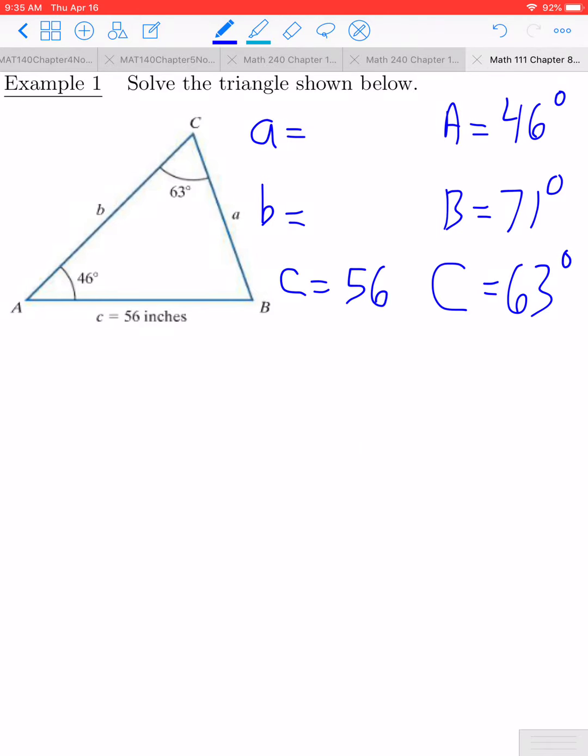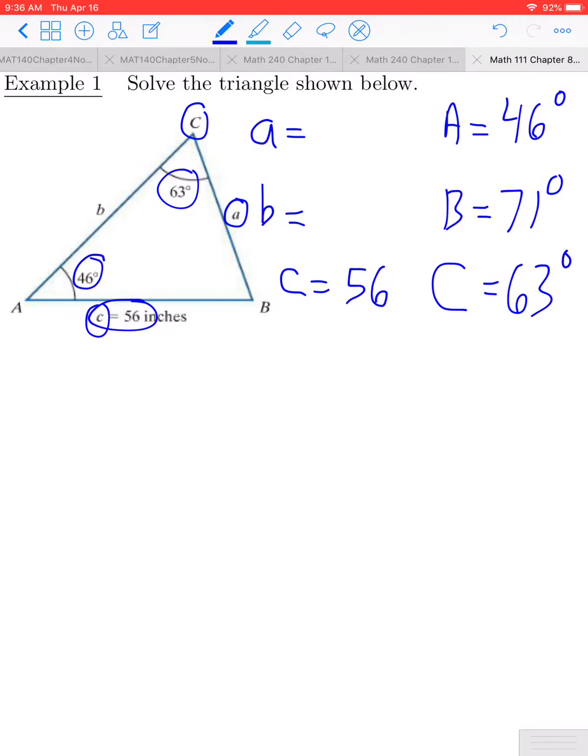In order to solve for side A, which is right here, I know the angle across from A. I know angle A is 46. And then to set up a law of sines problem, essentially what you're looking for is a situation where you have a known angle and its known side. And in this case, that's going to be side C and angle C. I know that angle C is 63 degrees, and I know that side C is 56.